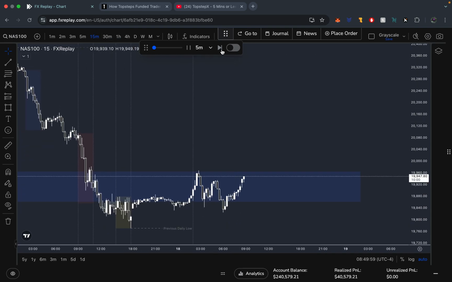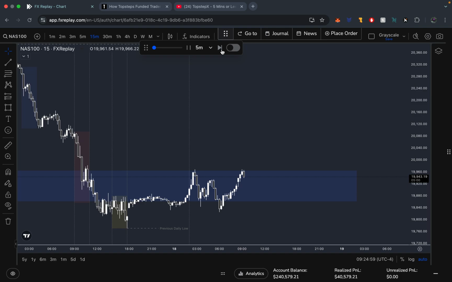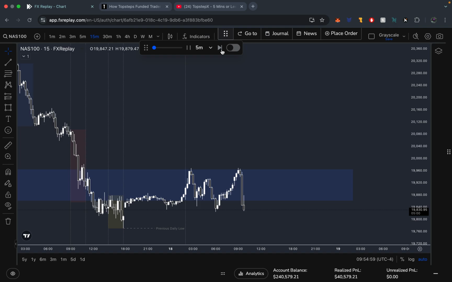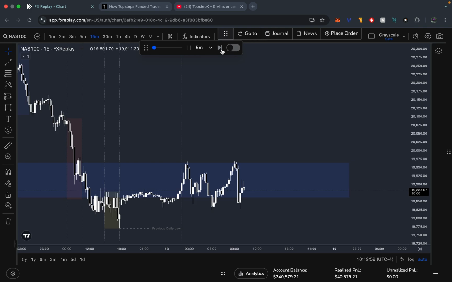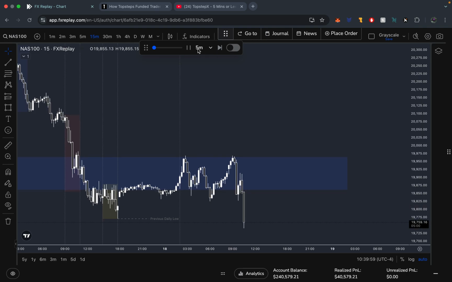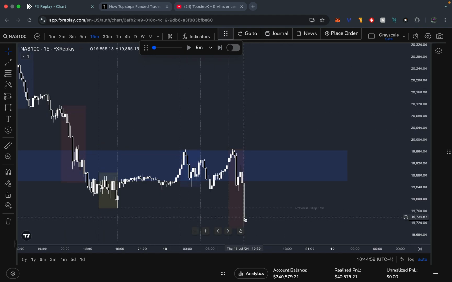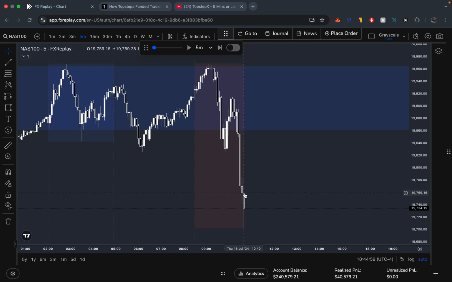If it doesn't form, we don't take the trade, and that's something I need to get used to working on, particularly in my live account, just because you can see how quickly I've gone through like 2 days, whereas on the live account 2 days is 2 days. Do you know what I mean? So now we've passed previous daily low, 10:30, was it? 10:45, 10:40.